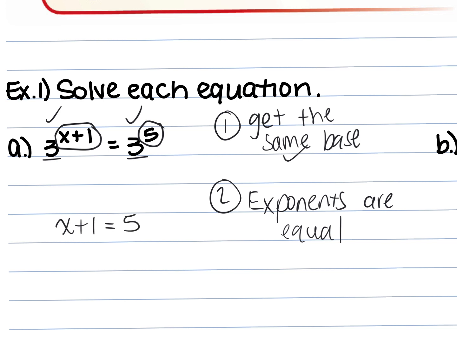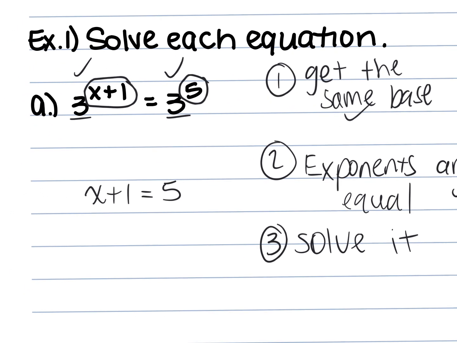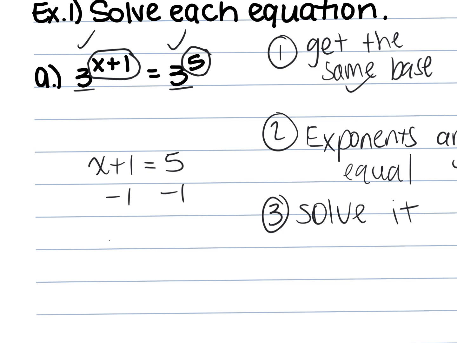Is this an equation we know how to solve? Yes. So step number 2 is set your exponents equal. Step number 3 is the easiest of all of them. It's just solve it. Can someone who remembers how to solve something like this? X plus 1 equals 5. Matthew? So you subtract 1 from both sides, and then you have 4. X equals 4. Very good. Give it up for Matthew.